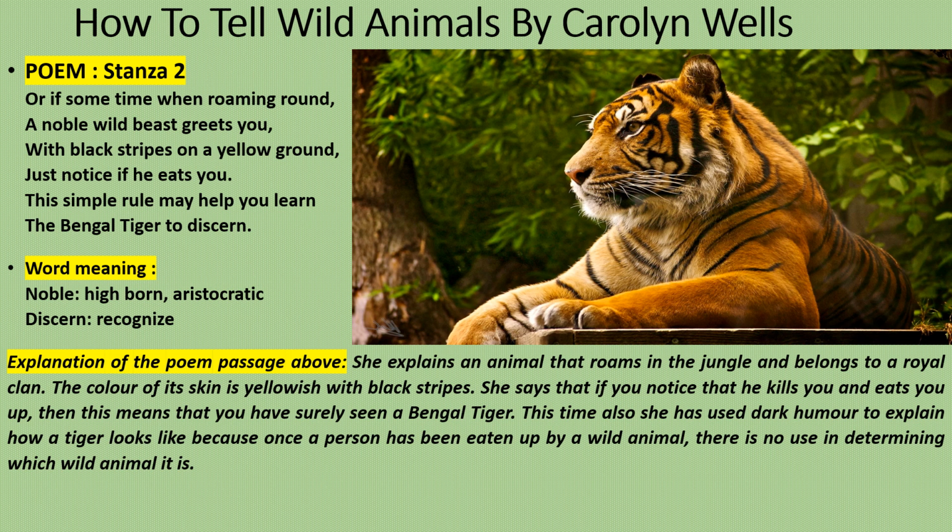Very simple. Carolyn Wells tells, if you're going to the jungle, you're roaming about, and there is a noble wild beast. You see, students, there's an oxymoron used over here. Noble wild beast. An animal which is wild and is also called noble. So these contradictory words, noble and wild, is oxymoron. So a noble wild beast is greeting you. And what is this type of animal? It has got yellow skin with black stripes, and it just comes and eats you up. Then you should be sure you have met a Bengal tiger.